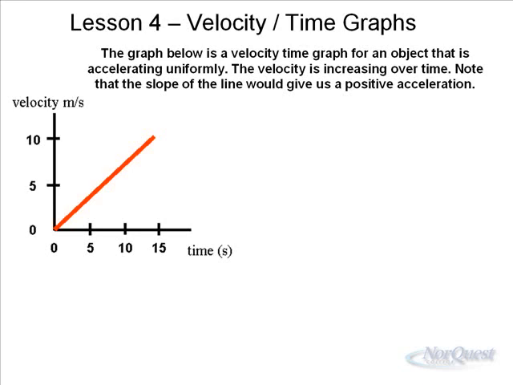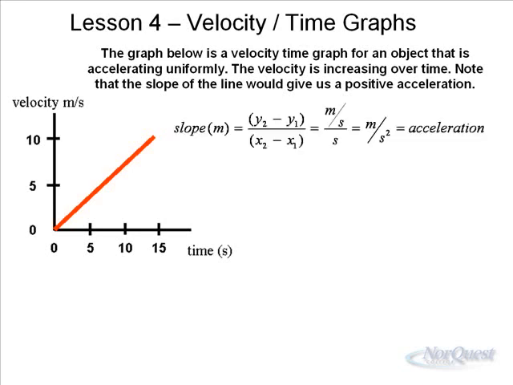And so, at any point along this graph, we can find the slope. The velocity is increasing over time, and notice that the slope of the line would give us a positive acceleration. We haven't put the numbers down for this, but if you were to grab numbers from this graph, you could substitute them into this formula and you would get the actual acceleration. I'm just showing you the units here. The units give you acceleration because you're dividing meters per second by seconds. That gives us a meter per second squared.